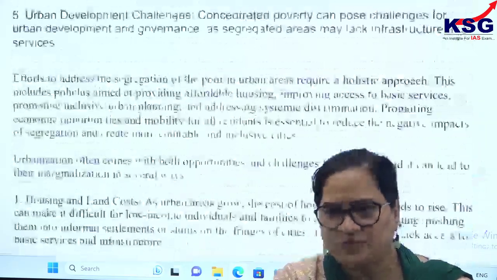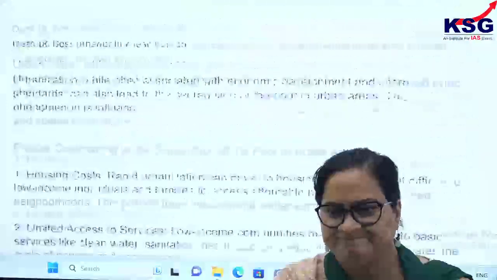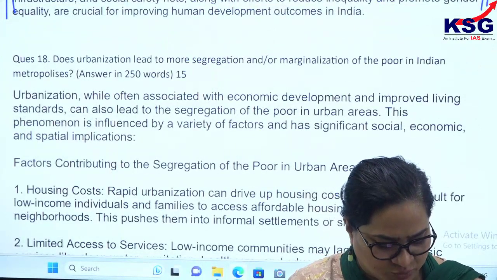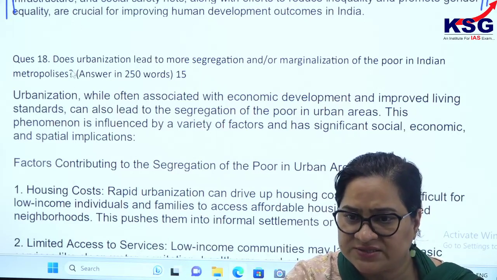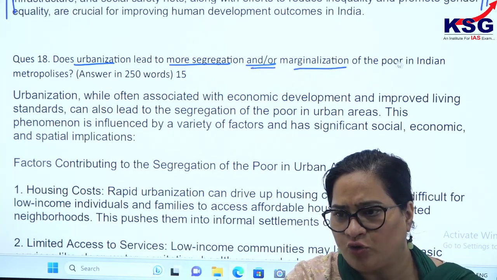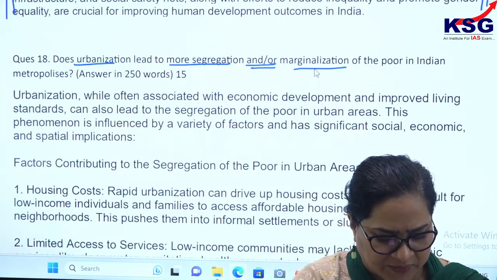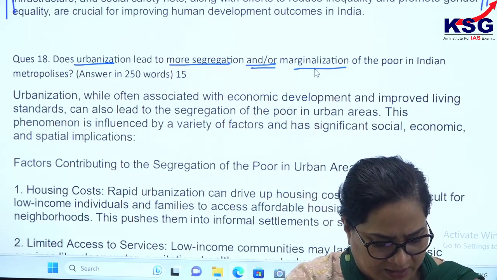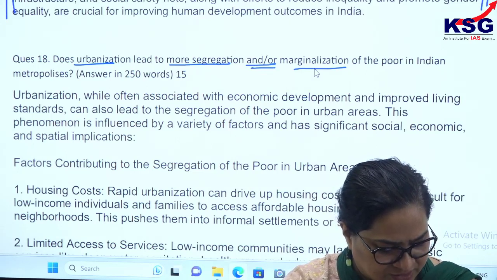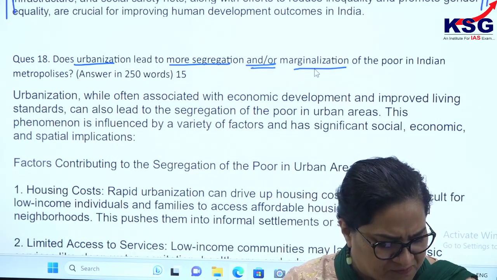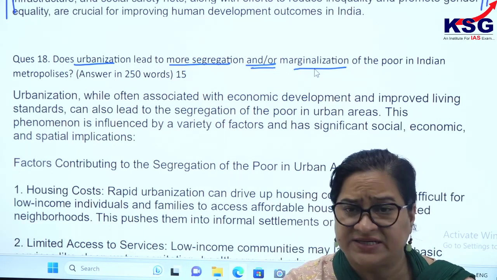The last question, which was associated with this one, I tried to make as exhaustive as possible, and I understand that there is so much that has to be further created. Now, the question: how has communalism emerged as a challenge to India's pluralistic and secular ethos? And how can we address it? I hope you have understood this dimension.